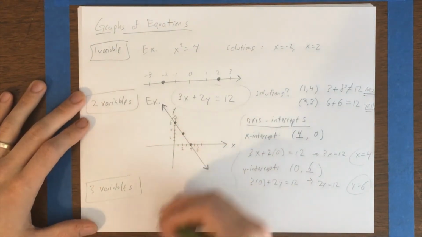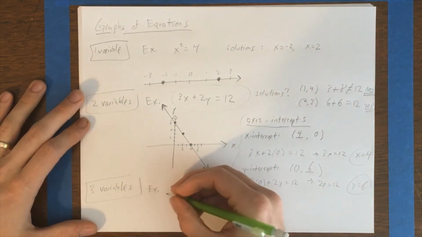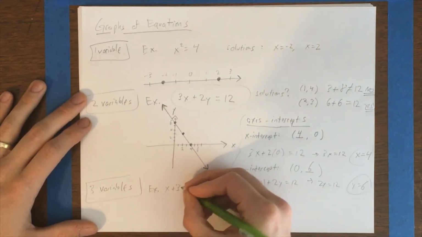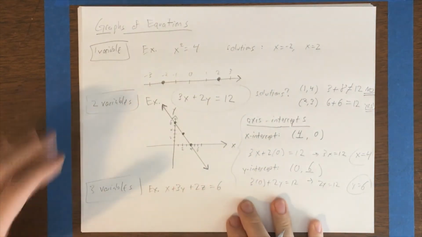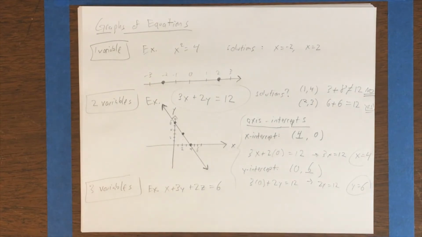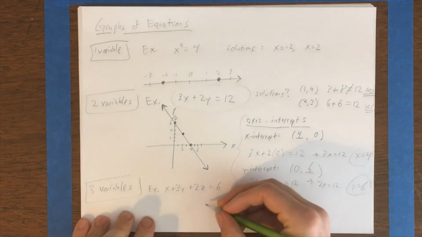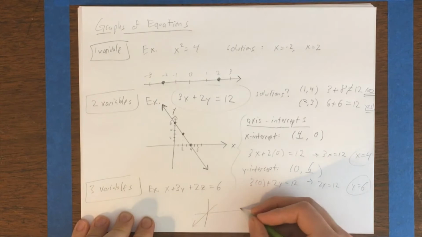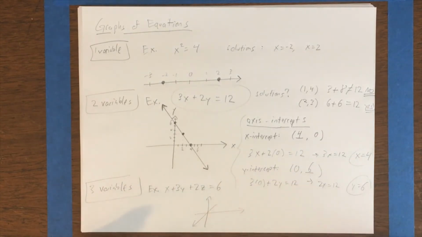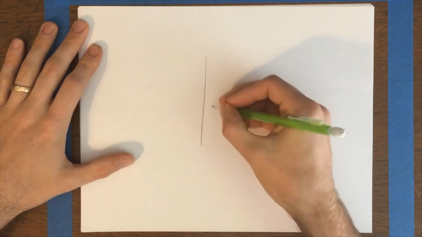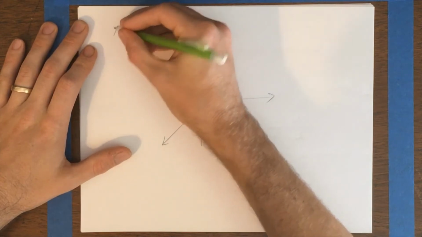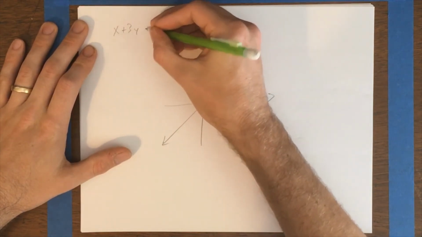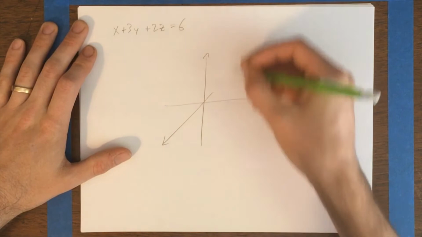I just want to mention, in 3 variables, if you have a linear equation like x plus 3y plus 2z equals 6, which is an example of a linear equation with 3 variables in it, x, y, and z, the type of graph you get from that in 3D space is going to be basically a plane. I think I'm just going to grab another piece of paper here to draw it. Write that equation again up here: x plus 3y plus 2z equals 6.